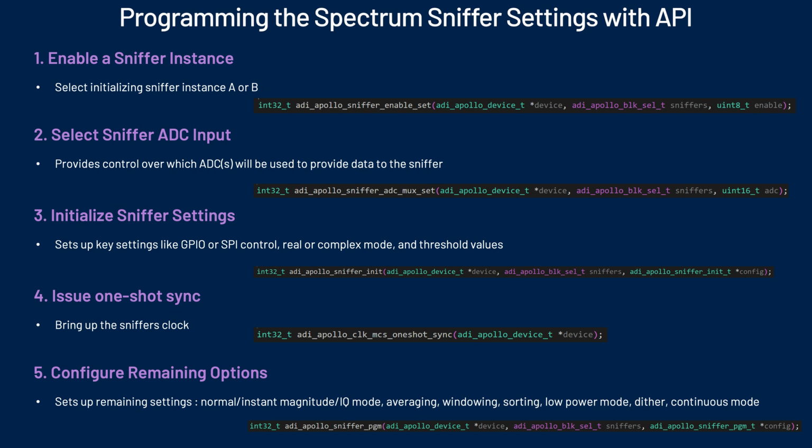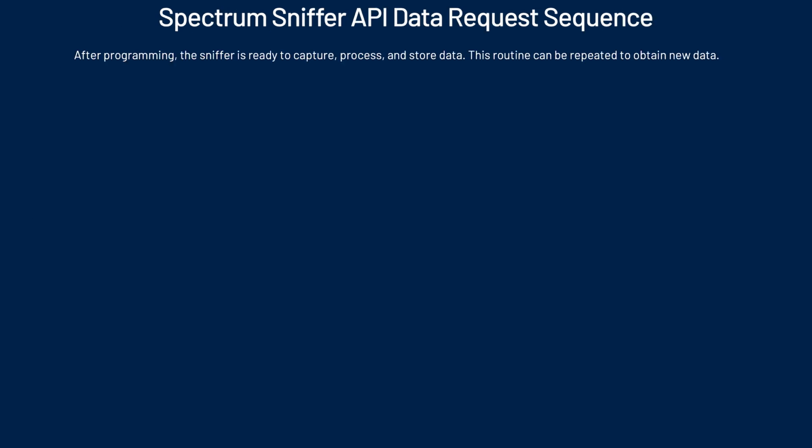Then, the user can configure the remaining sniffer options like mode, averaging options, windowing, sorting, low power, and dither by populating the sniffer program T struct and executing function sniffer program. Now, the sniffer is set up and ready to capture data. There is a data request sequence to obtain new data after the sniffer is programmed. The data is stored in registers.